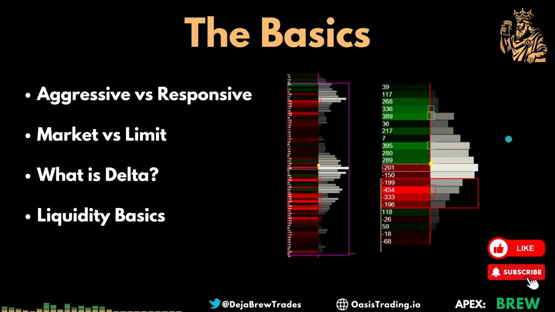So starting off with the basics, we're going to get into the aggressive versus responsive. You guys have heard me talk about this throughout this entire series. The difference between the traders that are kind of taking liquidity and the traders that are putting liquidity out there, and they're kind of waiting for the market to come to them. That could be market orders, that could be limit orders, it could be stop orders, right? We're going to talk about what is delta, what does it mean, why does it matter, right? And the liquidity basics. Are we having good liquidity? Do we have bad liquidity? Should we be careful in our trading because the liquidity is very low? Or are we safe to trade because the liquidity is very high? We're going to get into that.